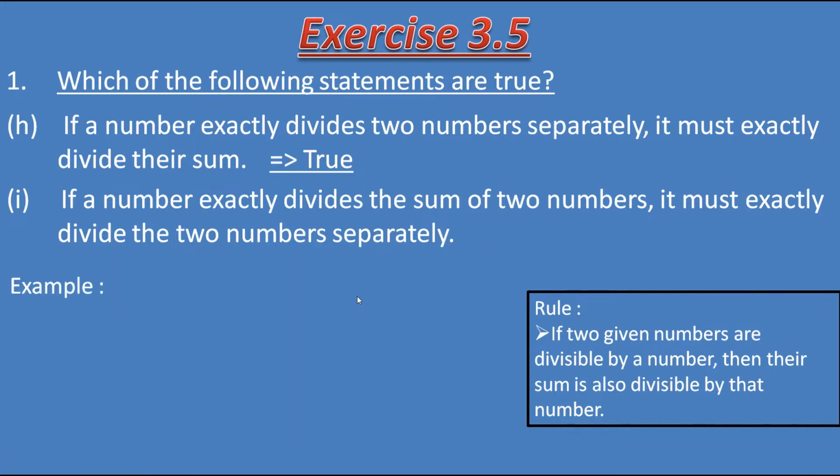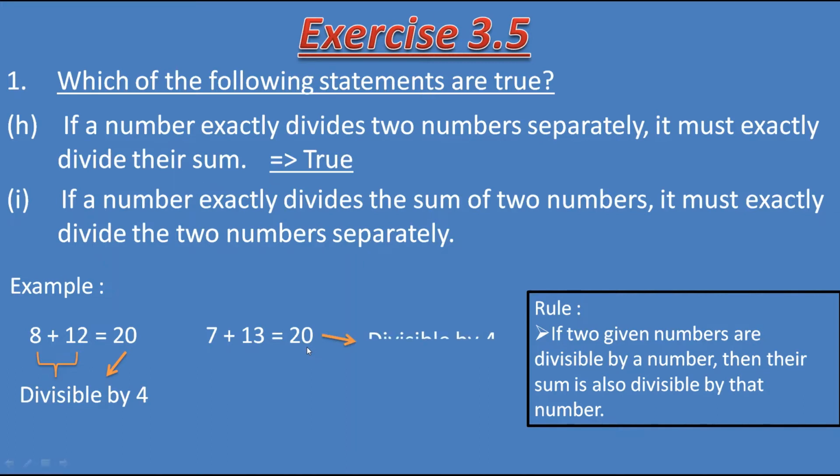Here I am taking the number 20. 8 plus 12 gives 20. Here 20 is the sum which we found by adding these two numbers. Now both these numbers as well as this 20 are all divisible by 4. But if we split this 20 as 7 plus 13, then 7 and 13 are not divisible by 4, but this 20 is divisible by 4, right? 7 and 13 are not divisible by 4.